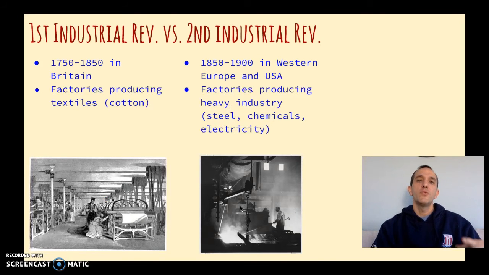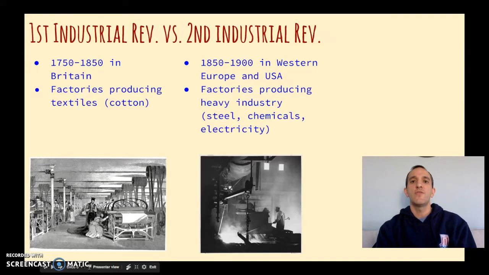So with the Industrial Revolution, there's kind of two parts to it. This is kind of like the overview. The first part of the Industrial Revolution is 1750 to 1850. It's primarily in Great Britain. And we have these factories that are going to be created primarily producing textiles. And textiles is just a fancy way of saying cotton.